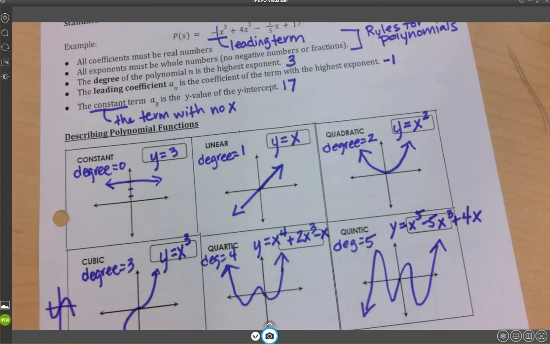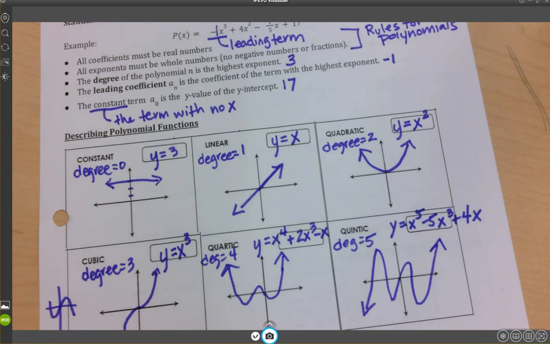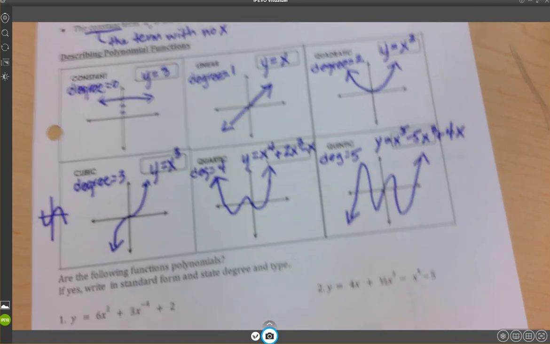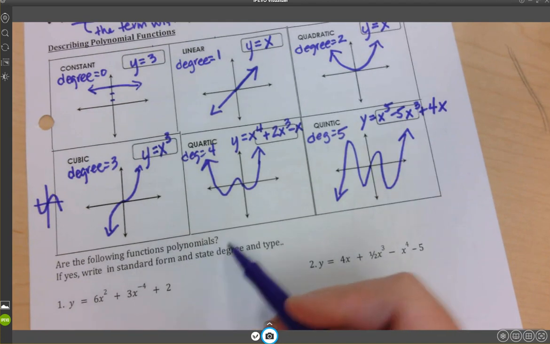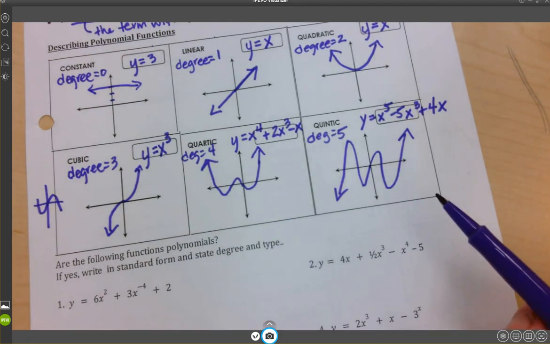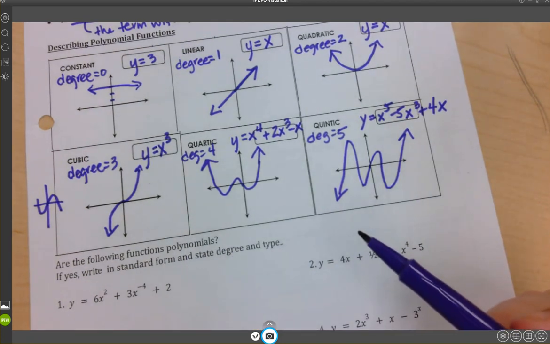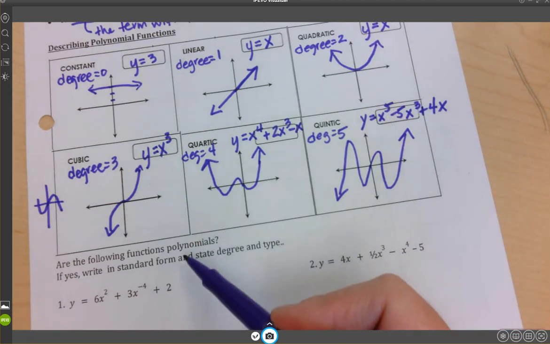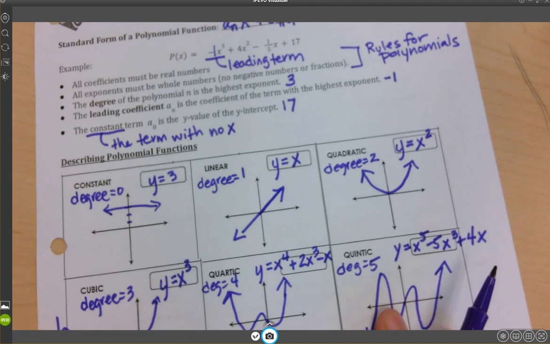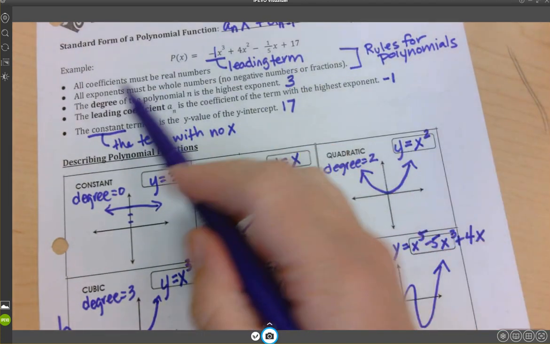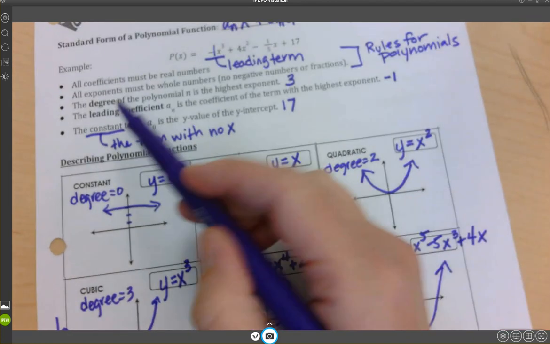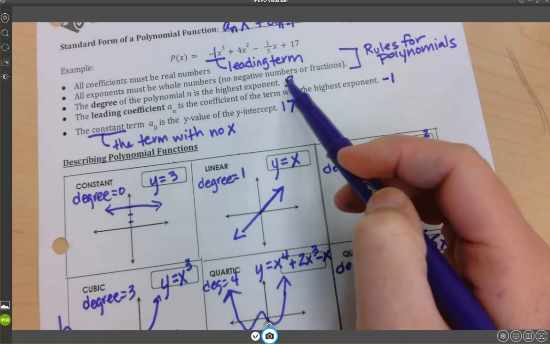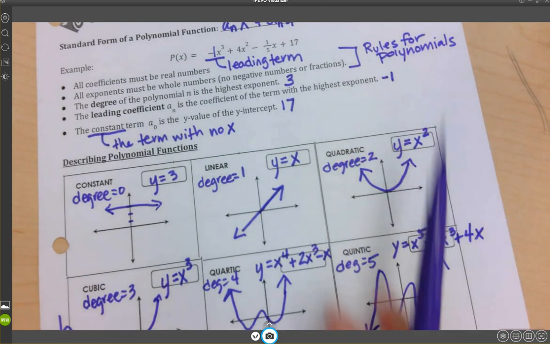It's going to look a little something like that. All right, down here, I'm going to have you decide whether you think these are polynomials. So this would be a good time to listen to the instructions and then pause the video. You're going to decide if it's a polynomial by deciding if it follows these rules up here. Do they have coefficients that are real numbers, and are the exponents whole numbers, not negative and not fractions?